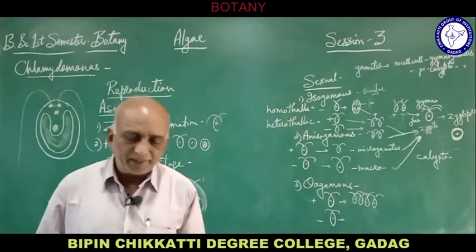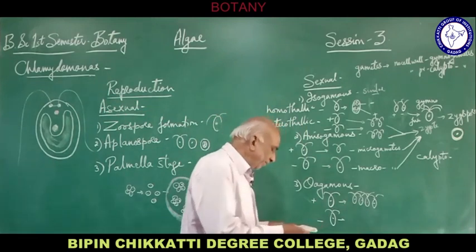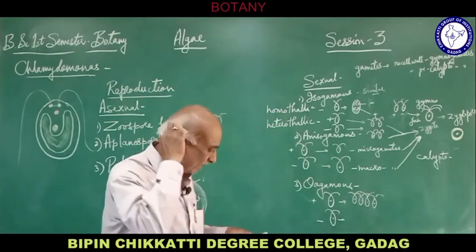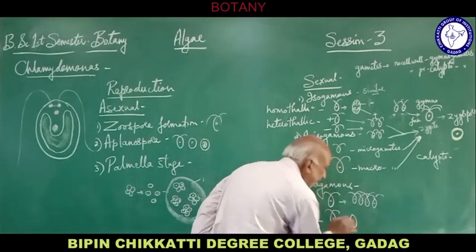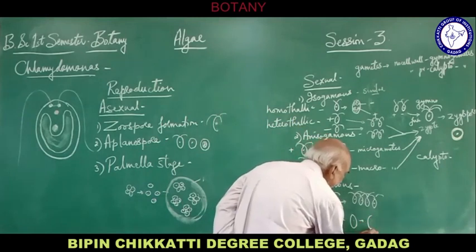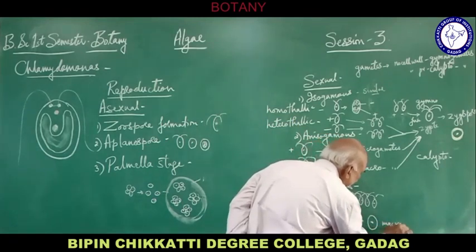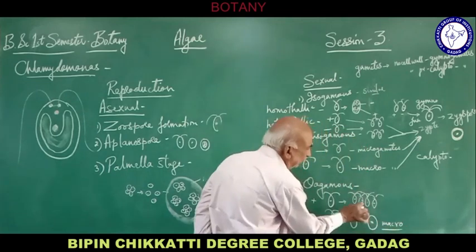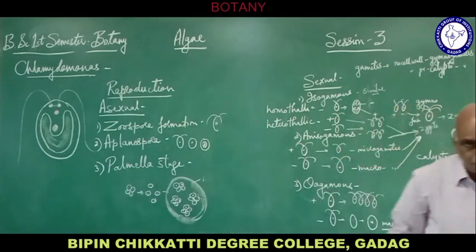It does not divide. In case of oogamy, the female cell will lose its flagella. It will lose its flagella like this, and after it loses its flagella, it forms a single gamete called the macrogamete. That means it is usually larger than these male gametes. That is why here we can refer to it as macro and micro.